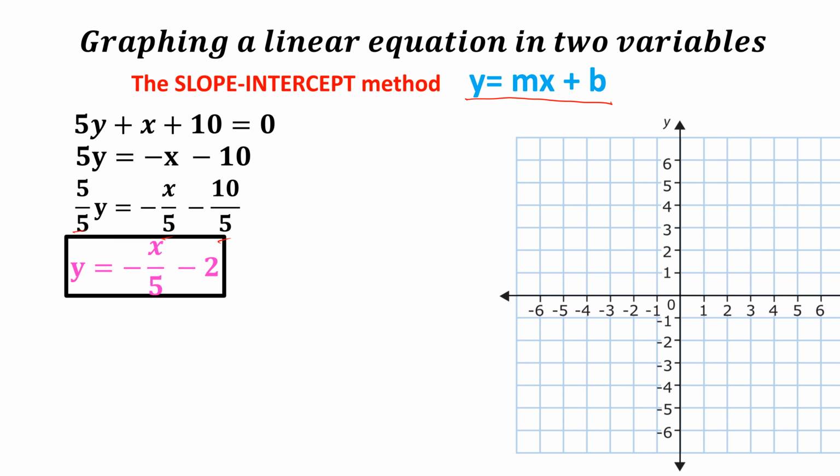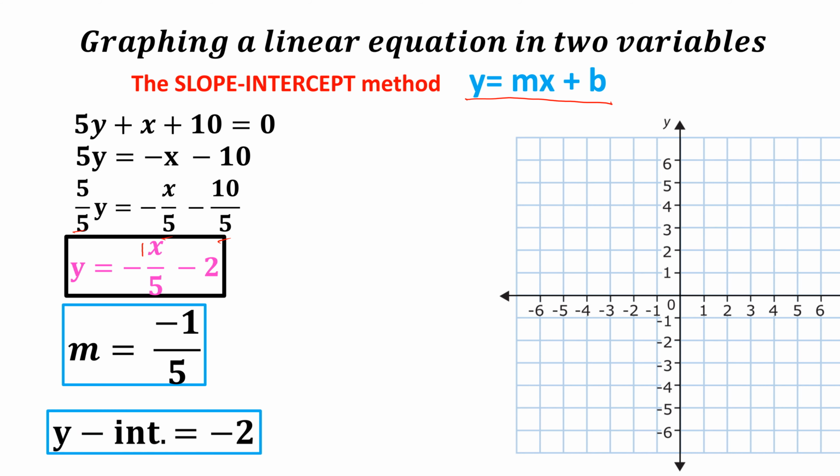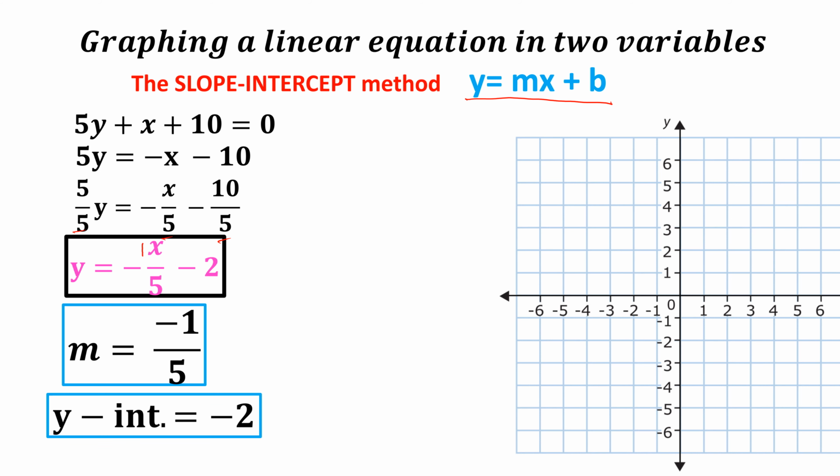Thus, we now have y is equal to negative x over 5 minus 2, because 10 divided by 5 is equal to 2. And for this, we are able to get our slope, which is negative 1/5. Remember that there is an imaginary 1 beside x. So getting the slope, we look at the numerical coefficient and do not include the variable. And for that, our y-intercept is equal to negative 2.